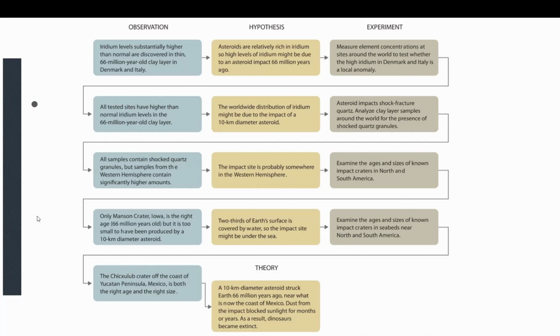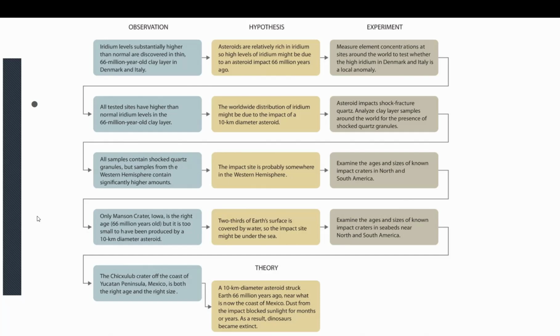clay layer samples to find these shock quartz granules in this clay to see if it really is from the asteroid. They tested, they found that all the samples contained the shock quartz granules, but in the Western Hemisphere, there were significantly higher amounts of shock quartz granules. Using that information, they said, well, the impact site then is probably somewhere in the Western Hemisphere because most of the debris, of course, would be around where the asteroid hit.